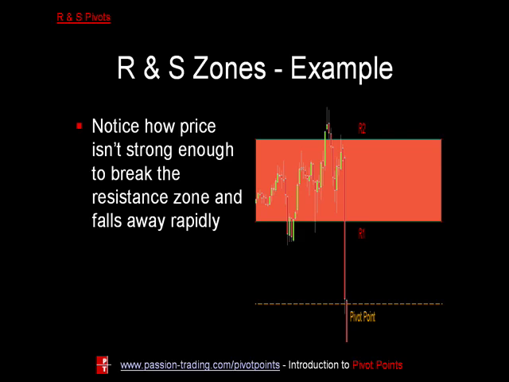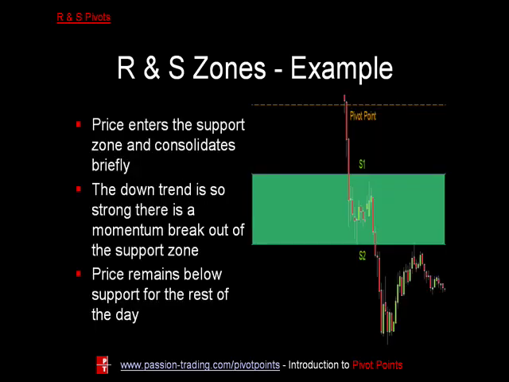Notice how price isn't strong enough to break the resistance zone, and once it's failed, it falls away rapidly. Failure at the resistance zone caused a rapid sell-off, which broke our pivot point easily, and price enters the support zone and consolidates briefly. The downtrend is so strong there is a momentum breakout of the support zone, which you can see as price moves through the S2, and price actually remains below support for the rest of the day, using the S2 line as a bit of resistance there on a pullback.